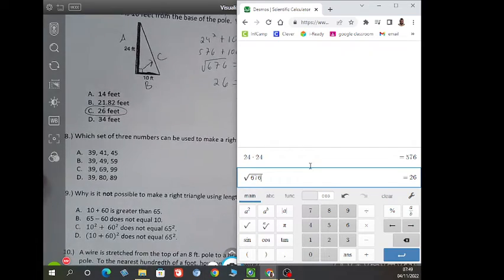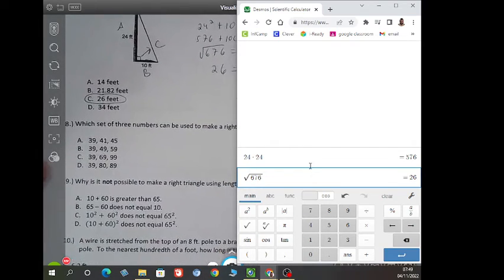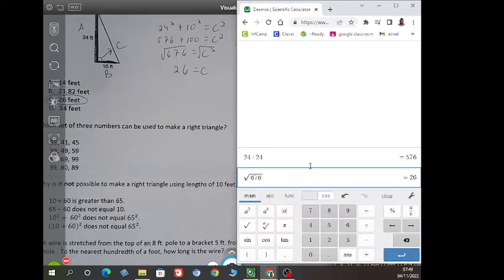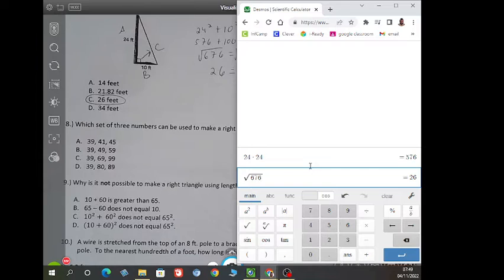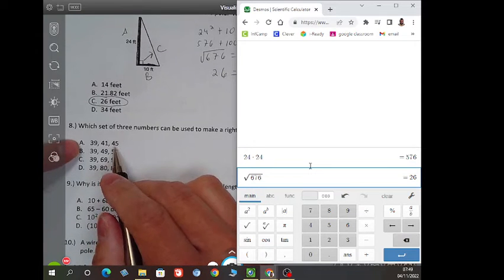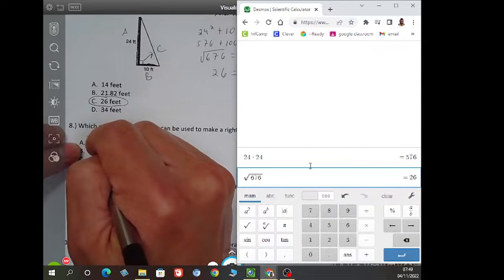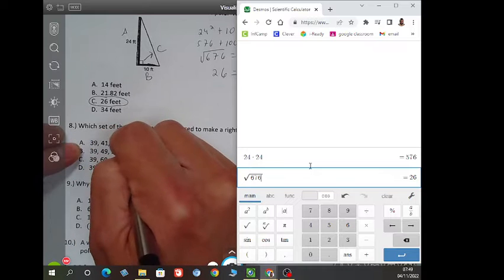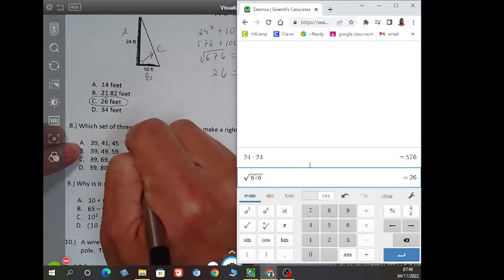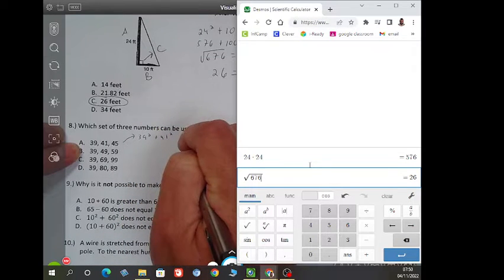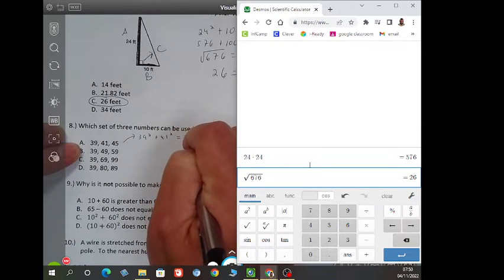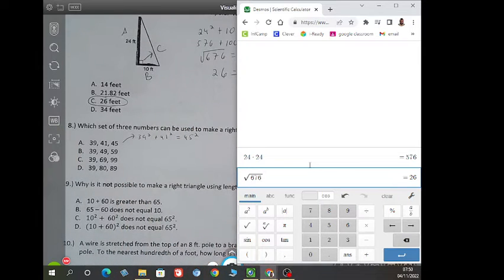For number 8, which set of 3 numbers can be used to make a right triangle? I think I will do one that doesn't and one that does. So number 8, let's go ahead and do this one. We'll test A: 39 squared plus 41 squared equals 45 squared. I'm going to type this into the calculator.